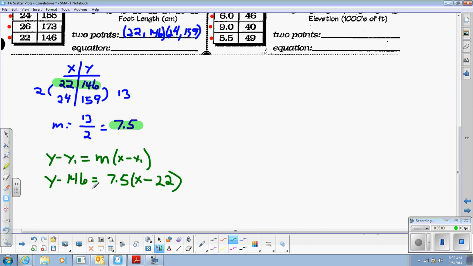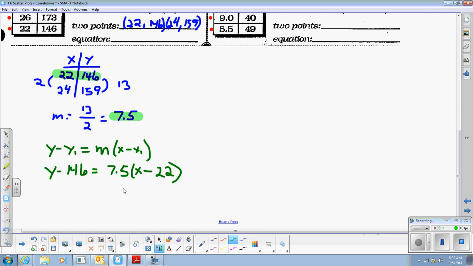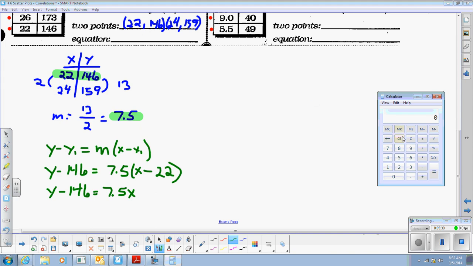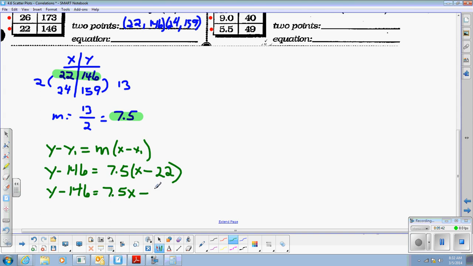Our direction asks for us to put it in slope-intercept form. Now you need to use your equation skills and distribute first. So I have y minus 146 equals 7.5x. And I got to do 7.5 times negative 22. I don't know that off the top of my head. I got to get a calculator out here. So I'm going to use 7.5 times 22. All right, 165. And I have to remember this is a minus because it's a negative 165.